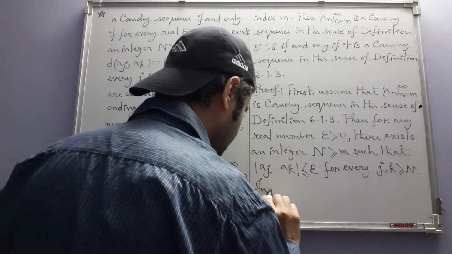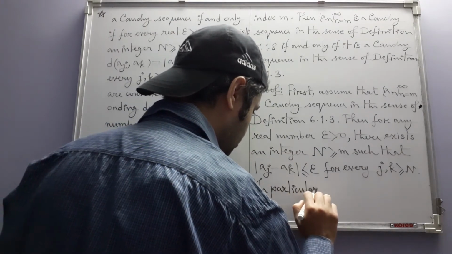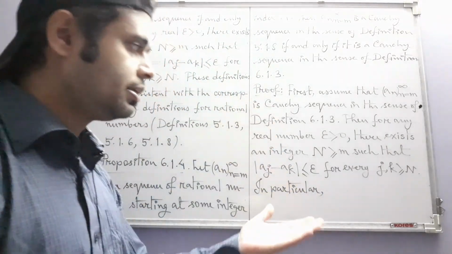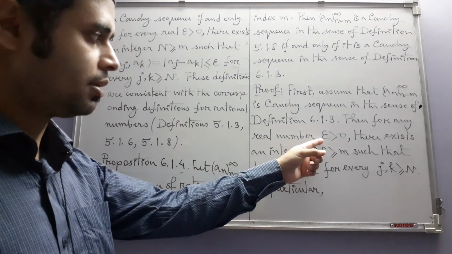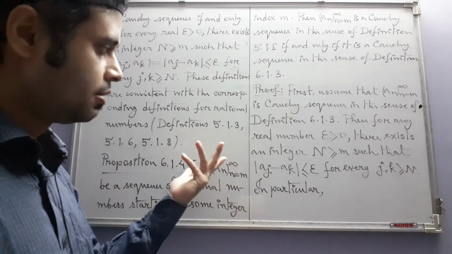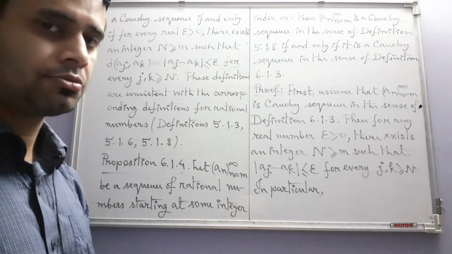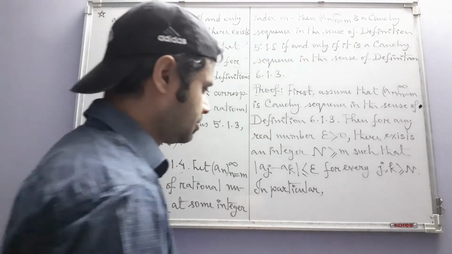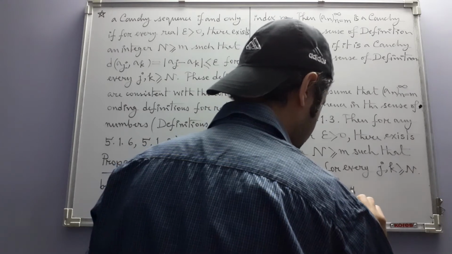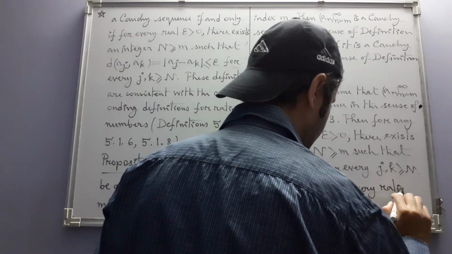In particular, all these things are also going to happen if epsilon is chosen to be a rational number. Naturally, because this is true for all real epsilons, so in particular they are also true for every rational epsilon.